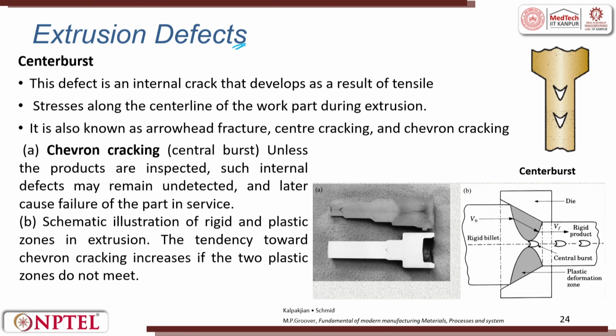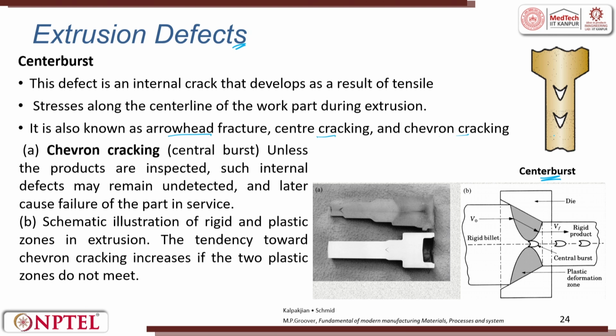Now, let us look into the defects. The most common defect is called a center burst. You can see here there is a burst which is happening, center burst. This defect is an internal crack that develops as a result of tensile stresses along the center line of the work part during extrusion. It is also known as arrowhead fracture, center cracking or chevron cracking. Unless the products are inspected, such internal defects remain undetected, and when you put it in service condition, it fails and later causes a failure of the part in service.